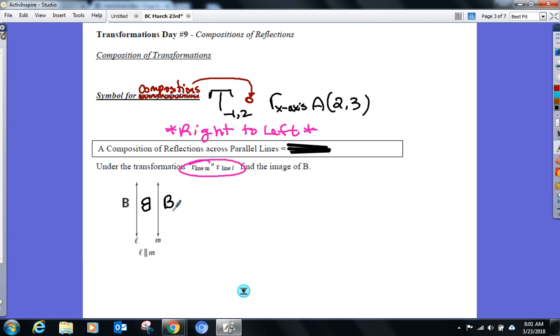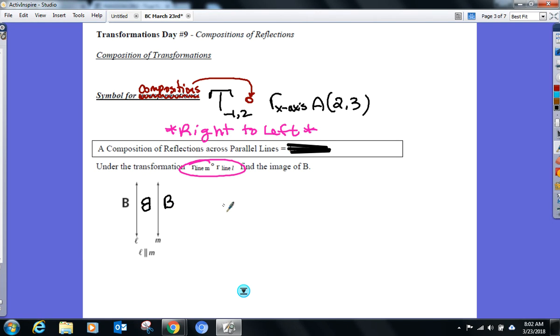And here's the big question for today. What could I have done just from the beginning to get to my final B? What could I have done to the original B to get to the final B? What transformation could have been done? What's up, Saad? Translation. I could have just slid it over. And that will happen every single time you reflect over 2. What type of lines were M and L? Parallel lines. Anytime I ask you to reflect over 2 parallel lines, the image at the end will be a, what'd you call it? Translation of the original figure.